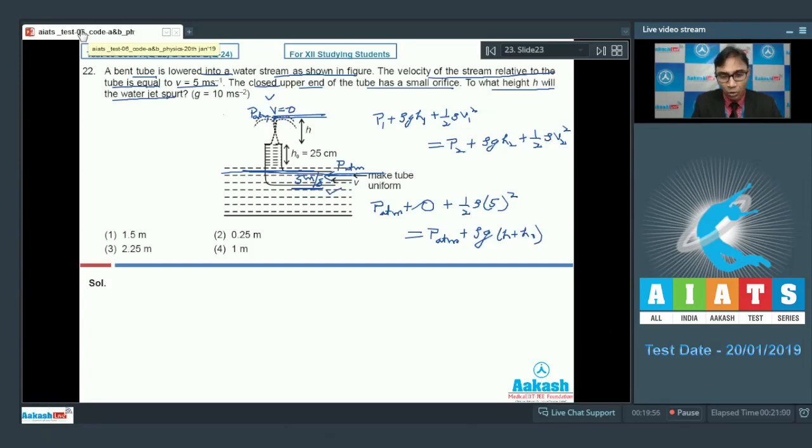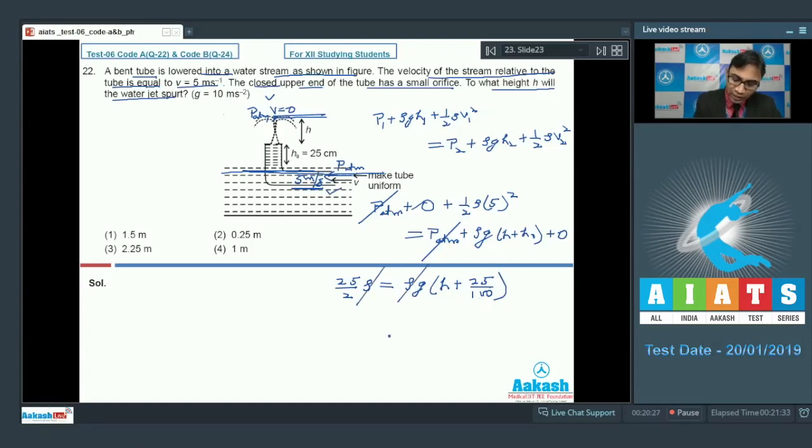And we know that at the topmost point velocity is 0. So we can write plus 0. So P atm will cancel out. So you will get 25 by 2 into rho will be equal to rho g h. We don't know h, but h naught is 25 centimeter. So we should convert it in meter. So 25 by 100. This will be our expression. So density will cancel out. So we can say that h will be equal to 25 by 2g minus 25 by 100.